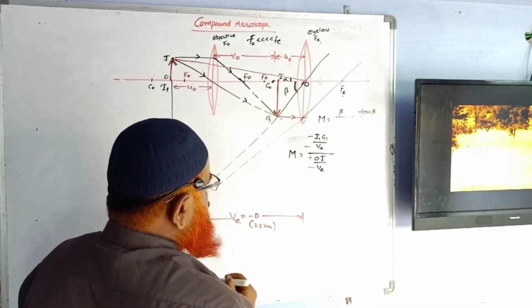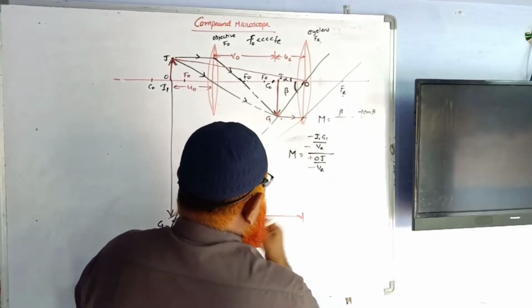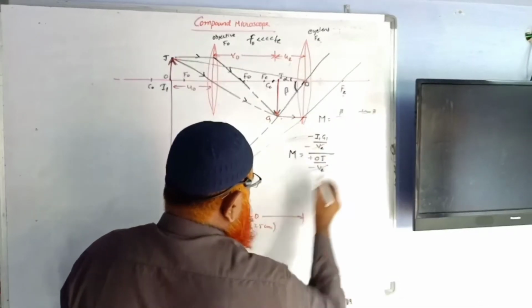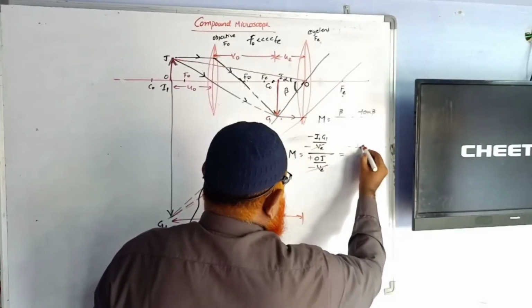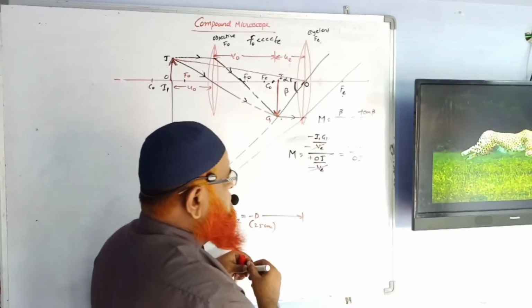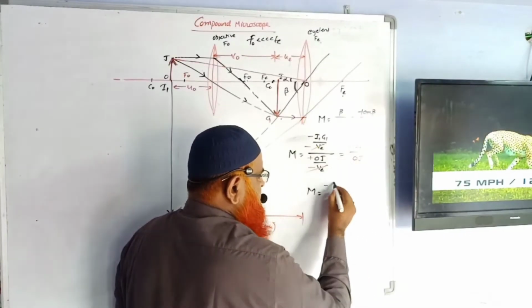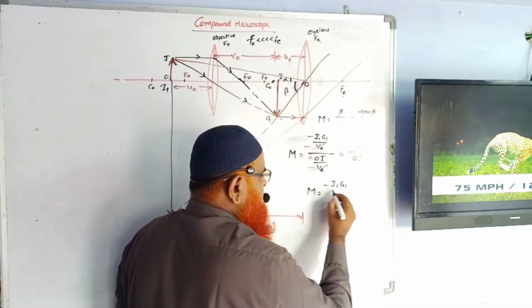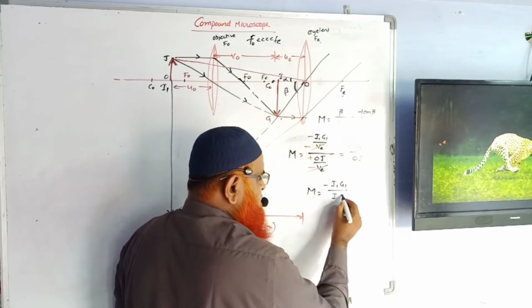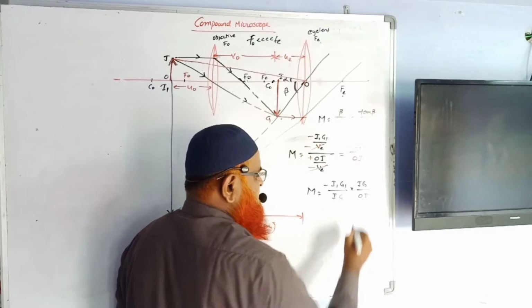So what things can be removed here? We can cancel out VE and VE. What is left is minus I1 G1 by OJ. Now, can you write this magnification as minus I1 G1 by OJ? You can write it like this: divide with IG and multiply with IG, and write OJ here.